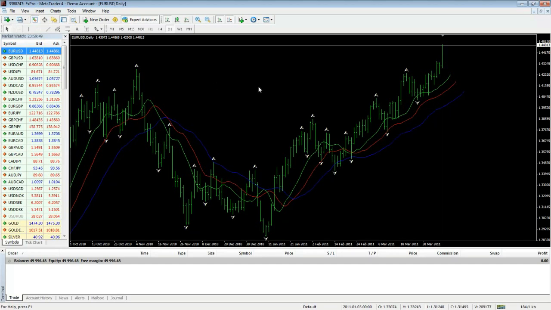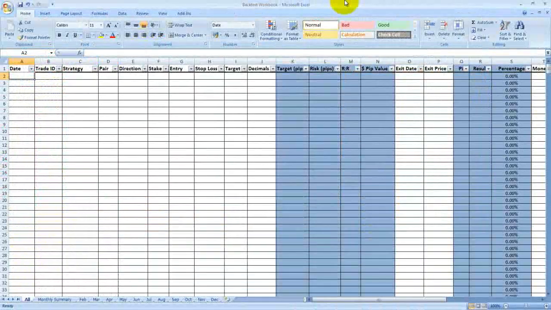So what I'm going to do is backtest it. How am I going to do that? Well, I'm going to bring in my Excel sheet. This is going to be my backtest worksheet. I've got loads of stuff here. I've got date, trade ID, strategy, direction, all these things, my target pips, my risk in pips, the risk reward, pip value, all that kind of stuff.